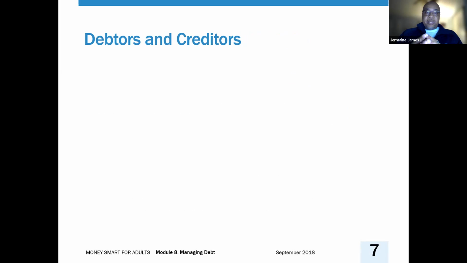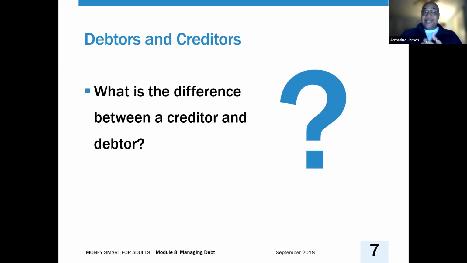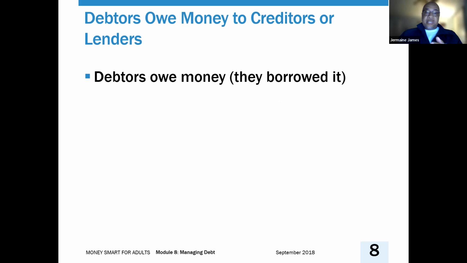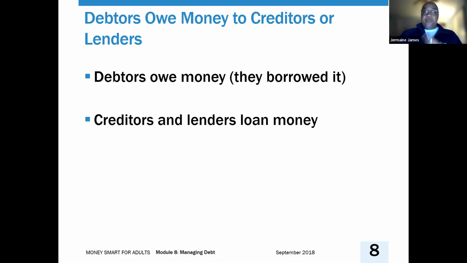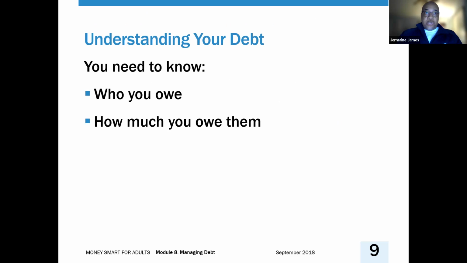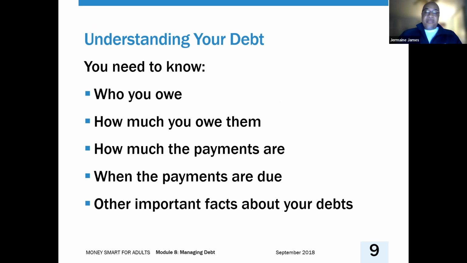We'll go into the next part of section 1, which is debtors and creditors. The question that will come up is, what is the difference between a creditor and a debtor? Debtors owe money to creditors or lenders. Debtors owe money, they borrowed it. Creditors and lenders loan the money. Understanding your debt means you need to know who you owe, how much you owe them, how much the payments are, when the payments are due, and any other important facts about your debts.